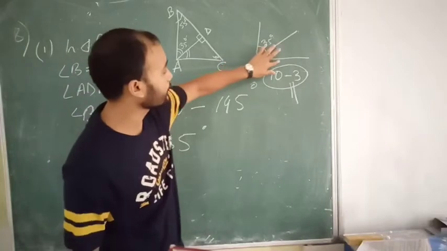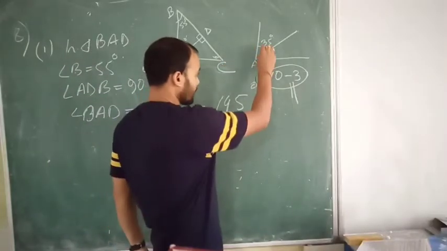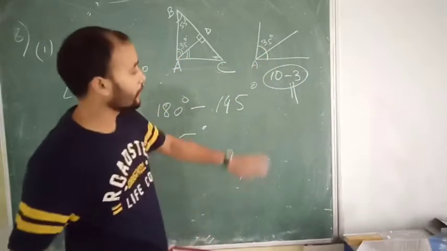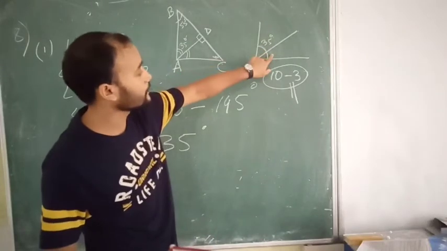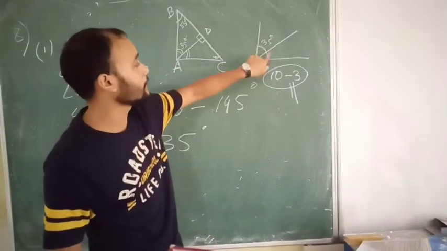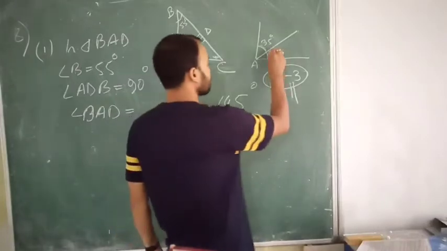Similar case here also. This entire angle is A. This small part is 35. How much is this? The entire angle is 90 degrees, this is 35. So 90 minus 35 degrees.